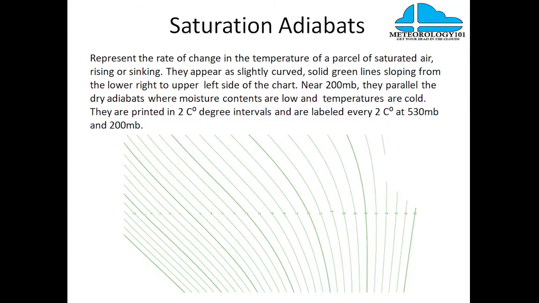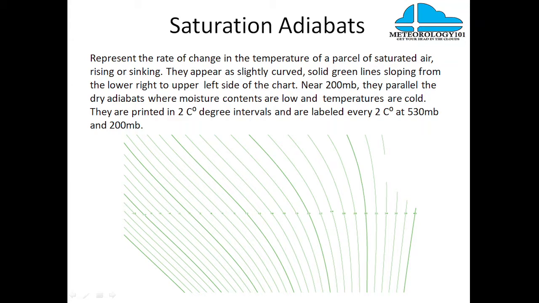And then we go to the moist adiabats. This is saturation adiabats. They represent the rate of change of the temperature of the parcel of a standard air rising or sinking. So this is basically, if you had standard atmosphere, 1013.2 millibars is standard atmosphere, and you rose those air parcels from that standard atmosphere up the saturation adiabats, and then you can see what levels they would become saturated at. So everything on this chart is based on standard atmosphere.